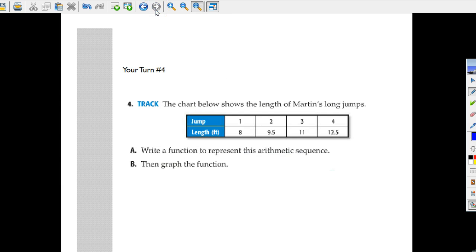Here's your turn, number 4, and this is the last slide. Go ahead and do the last problem, number 4. The chart below shows the length of Martin's long jumps. Anything here, 1, 2, 3, 4, that's the domain. Write a function, an equation that represents this arithmetic sequence. When you're done, make sure you put it back in your book bag for credit for homework. Thanks for watching.